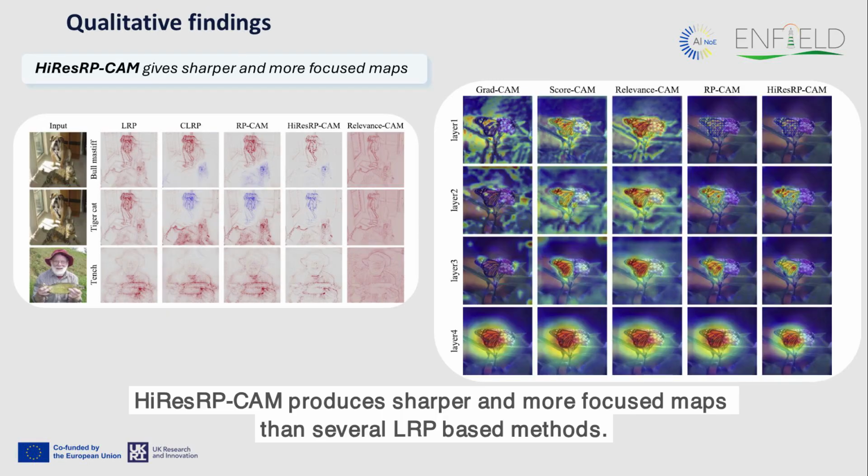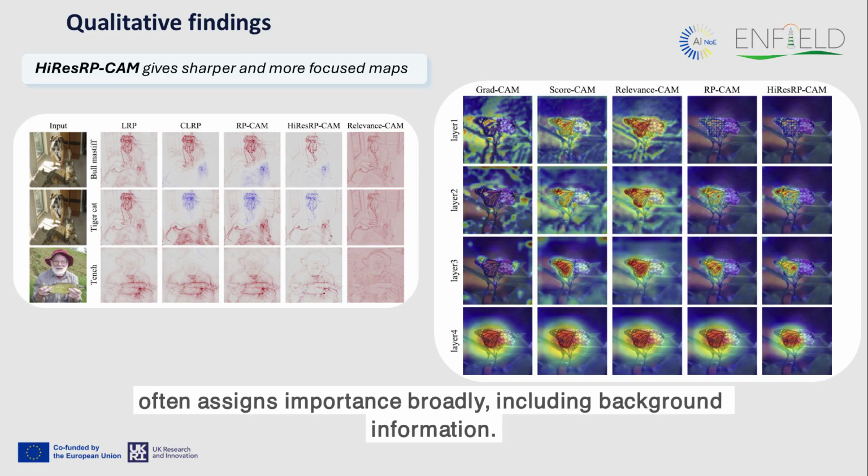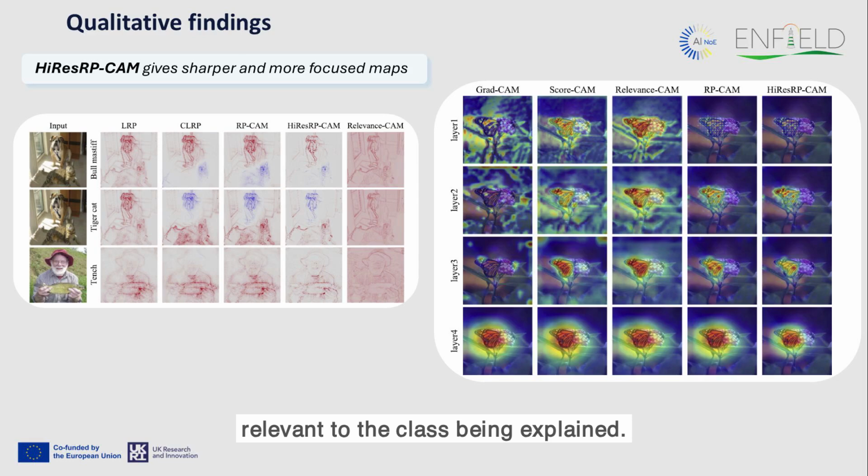Hires RP-CAM produces sharper and more focused maps than several LRP-based methods. LRP and relevance CAM do not show strong perceptual differences between target classes, and relevance CAM often assigns importance broadly, including background information. By contrast, Hires RP-CAM gives a sharper outline of the target object and focuses more clearly on the parts relevant to the class being explained.